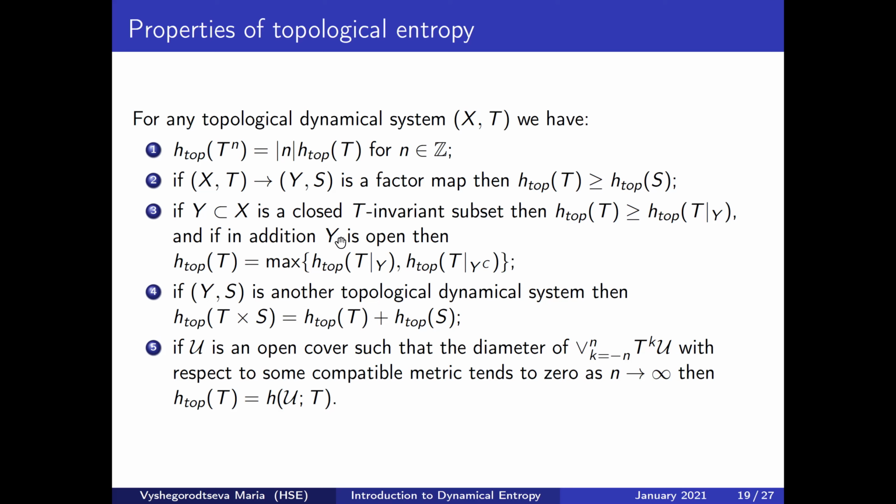And if in addition we have that Y is open, then we know that the topological entropy of T is the maximum of the topological entropy of the restriction of T to Y, or the topological entropy of the restriction of T to the complement of Y. Again, we have a property for a product of two dynamical systems. Firstly, we have that.